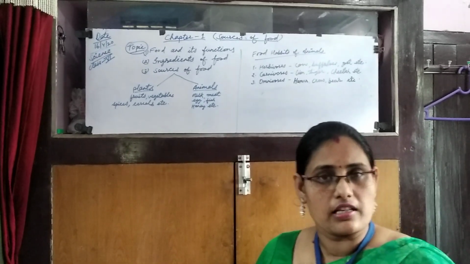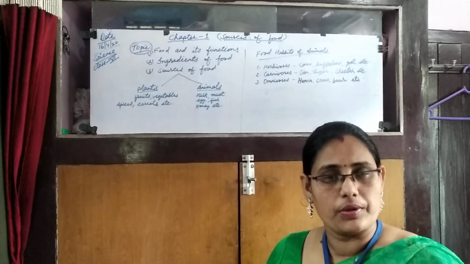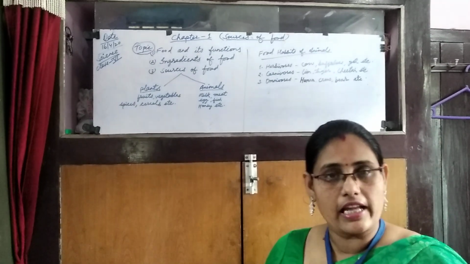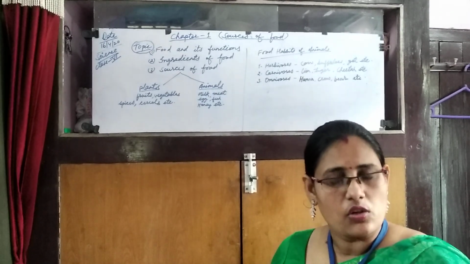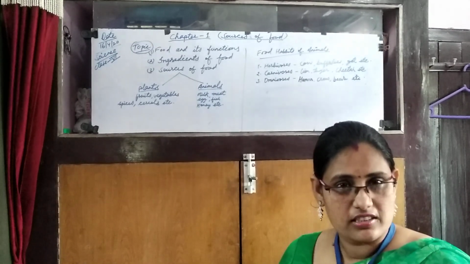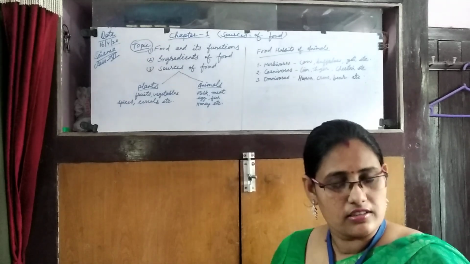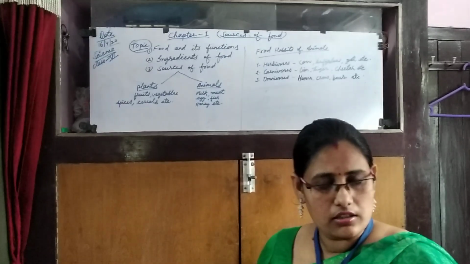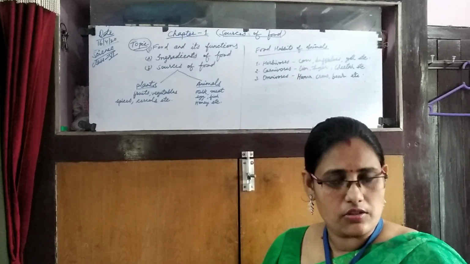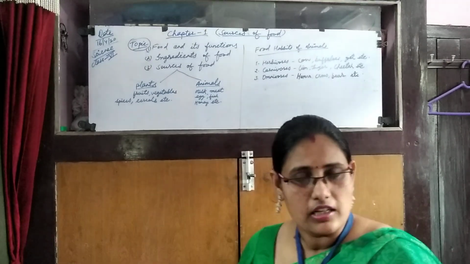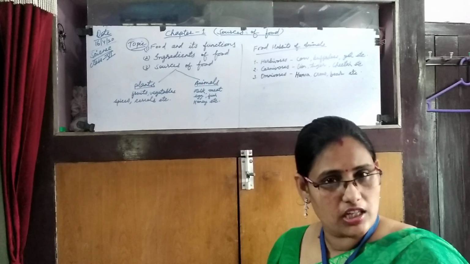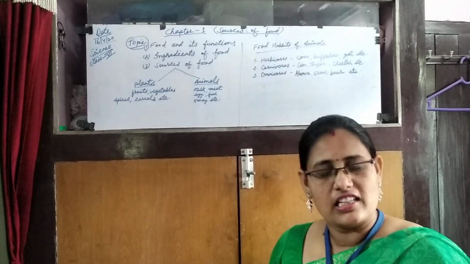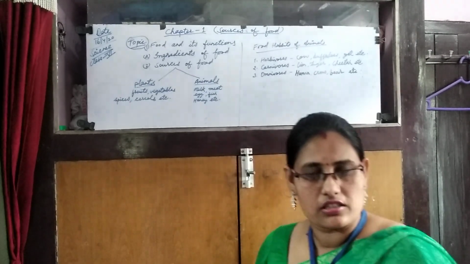Now second example, suppose I am going to prepare omelette. For that, what will we need? We will need egg, oil, salt, chili, onion, etc. So these are all substances which we have used to make omelette, like egg, salt, oil, chili, onion, and they are the ingredients of the particular dish.